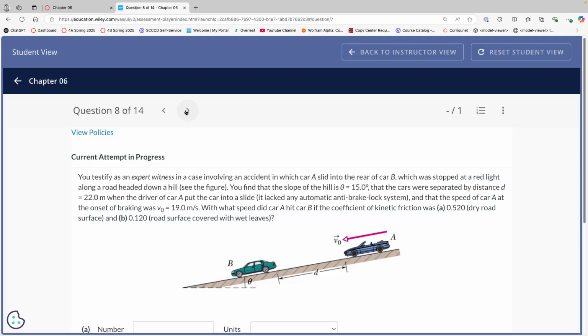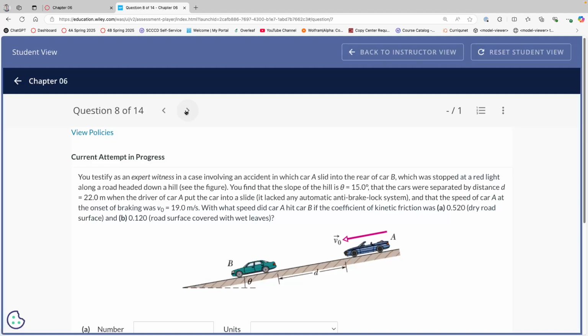Question? Keep it from not moving? Yes. The question was, will static friction always go in a direction to keep the object from moving? Yes. That's kind of by definition, right?